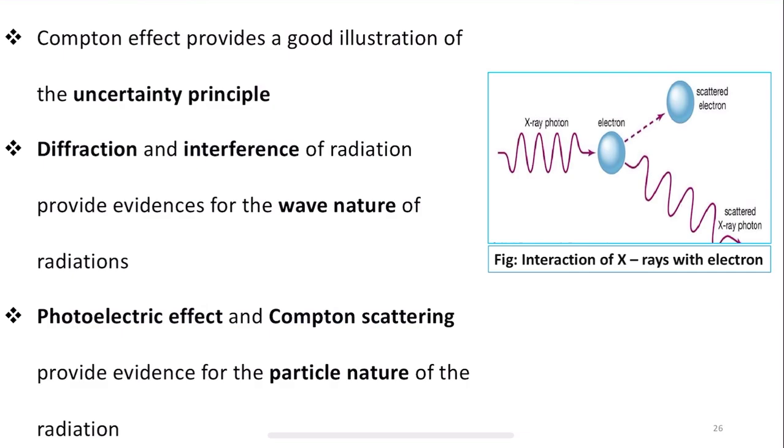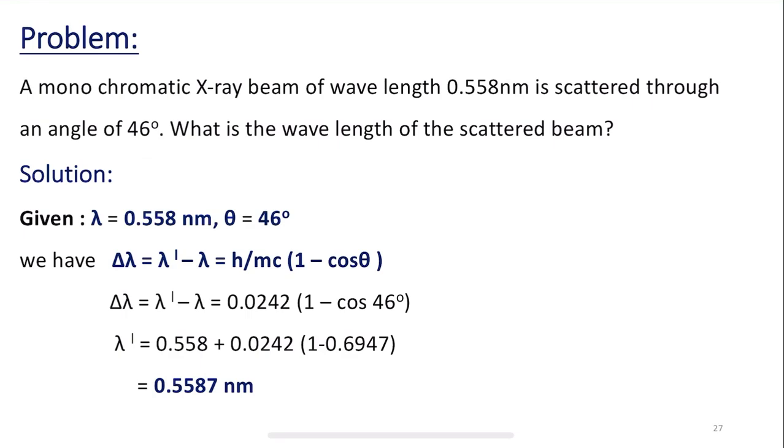Now let us not distract too much. Let us come back to this Compton effect itself and solve one simple problem, to see how the application of the Compton effect is used in finding the wavelength of a scattered beam. Here the problem says that a monochromatic X-ray beam of wavelength 0.558 nanometer is scattered through an angle of 46 degrees.